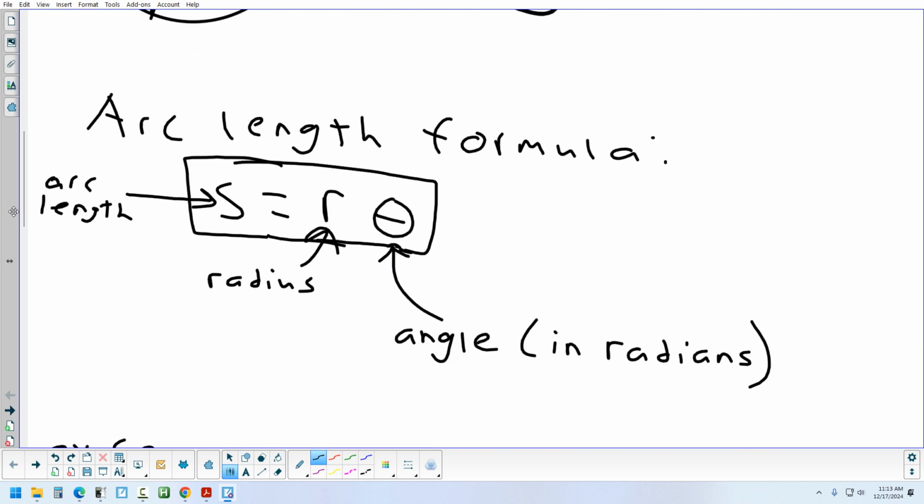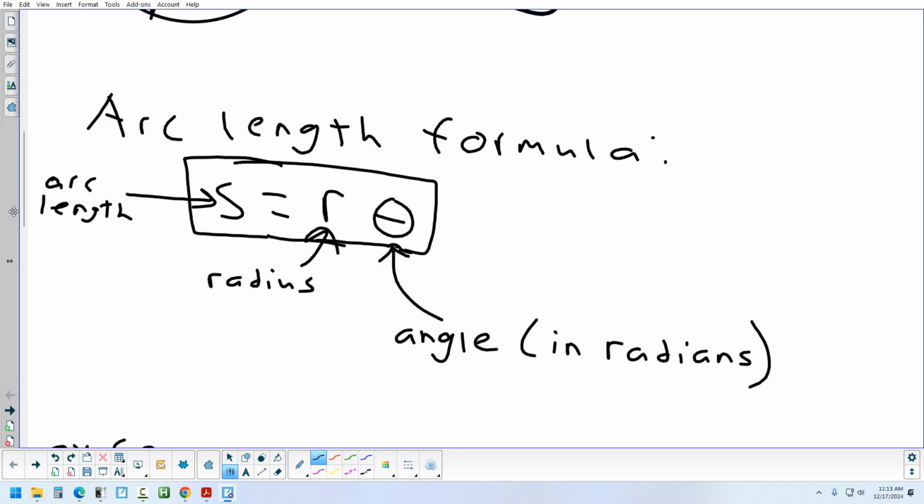The S is the length of the arc. R is the radius. And theta is the angle. So remember I told you the arc length would depend on two things? I told you it would depend on how big of a circle you draw, and it would depend on how big of an angle you draw. Well, r is how big the circle is. Theta is how big the angle is. Now, what does it say about the angle? Has to be in radians.